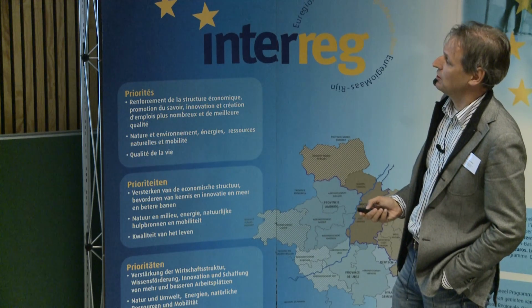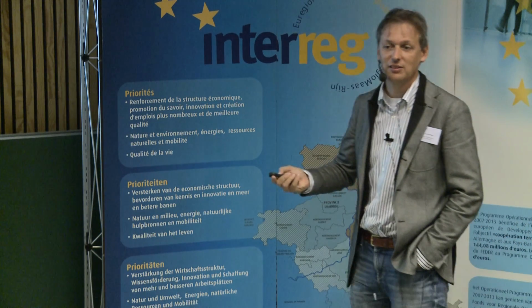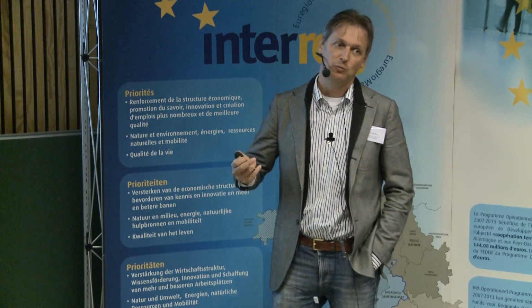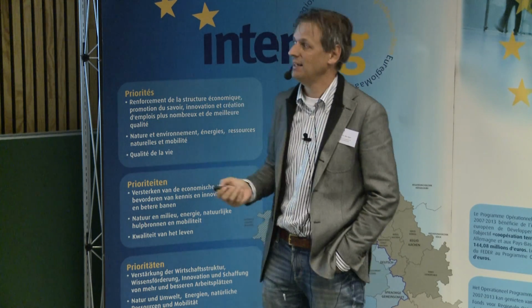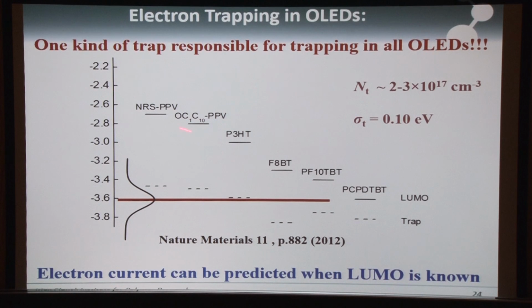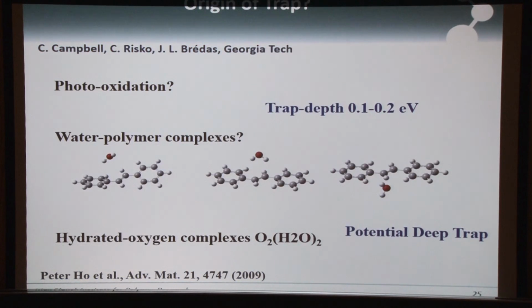And of course the question is, what is this impurity? That's still something we don't completely know. But one of the possible candidates is water or water-oxygen complexes that might be in the polymer. We do not believe it's something really chemical, because you could never explain why all the materials have the same number of traps. But we are still looking into this.